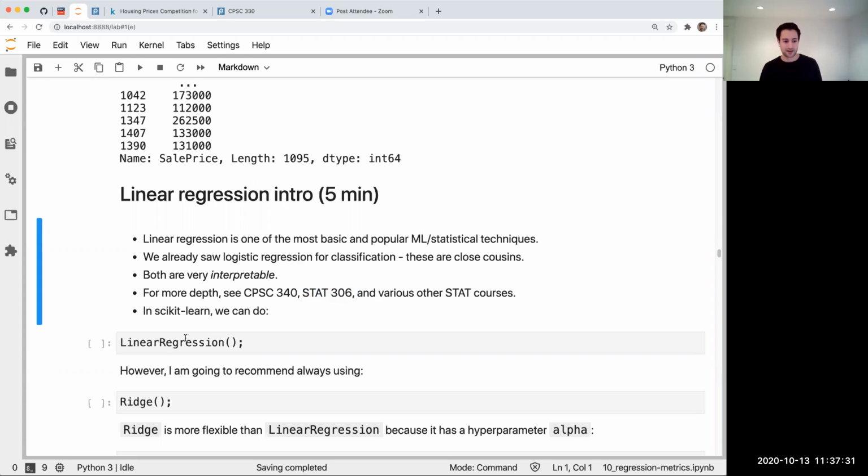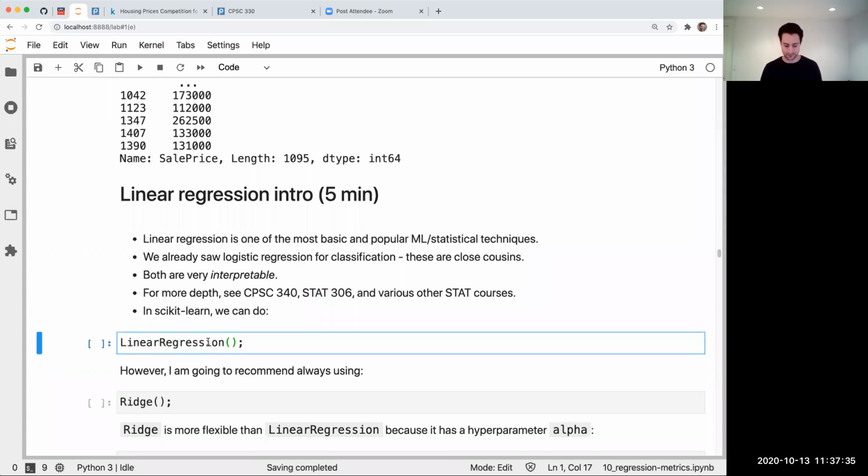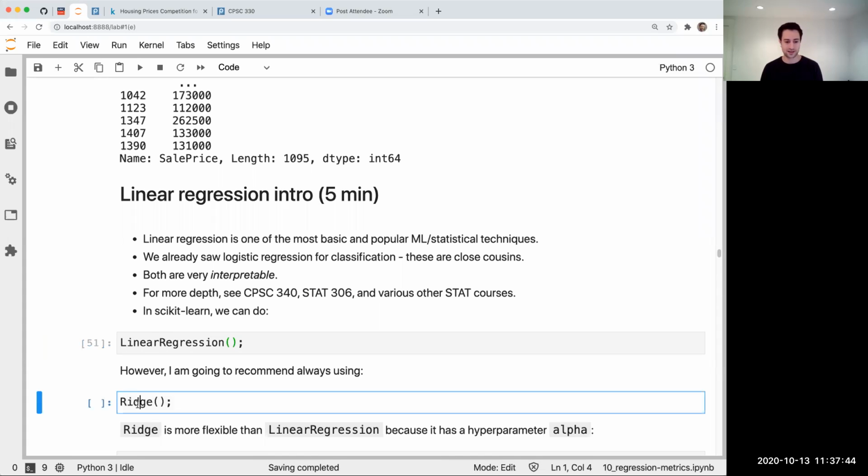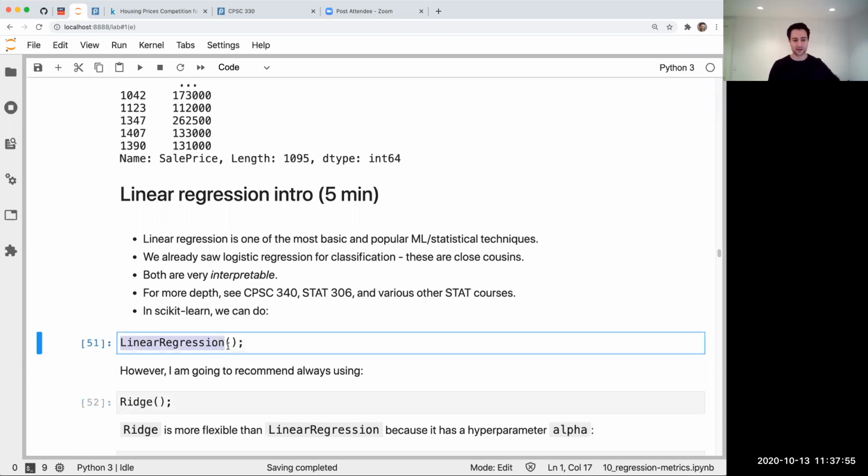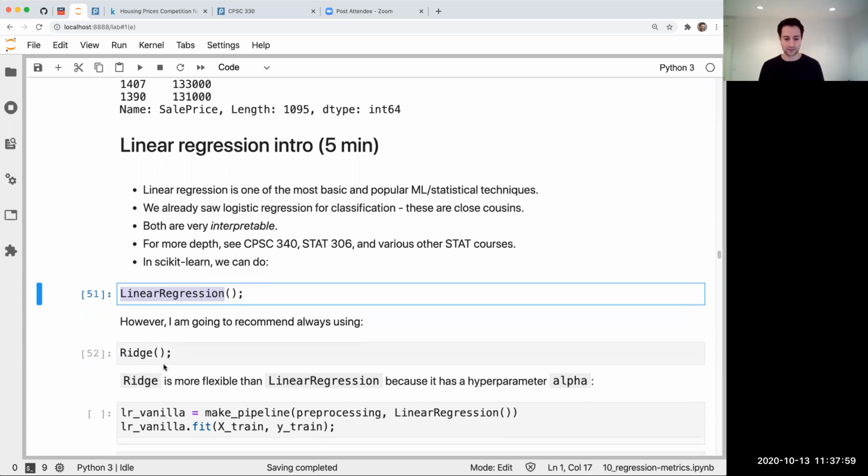And so in scikit-learn, there is something called linear regression. I'm basically going to suggest, as your guide through this topic, to not use it and to instead use something called ridge. For our purposes in this course, when I say use linear regression, by default I will mean use ridge. We're just not going to use the thing called literally linear regression. And I want to show you why.